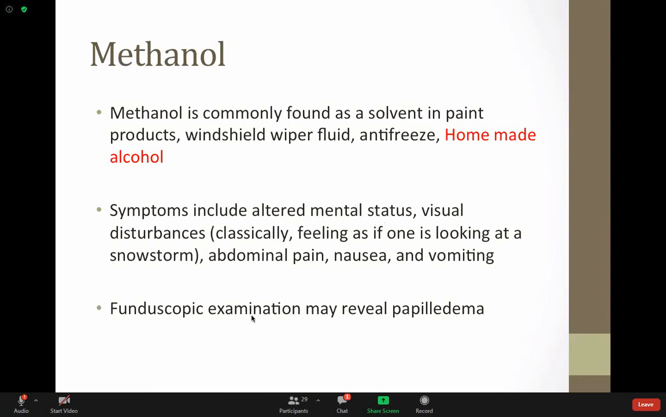Methanol causes the least drunkenness, but most patients will come to you drunk. Most of them.